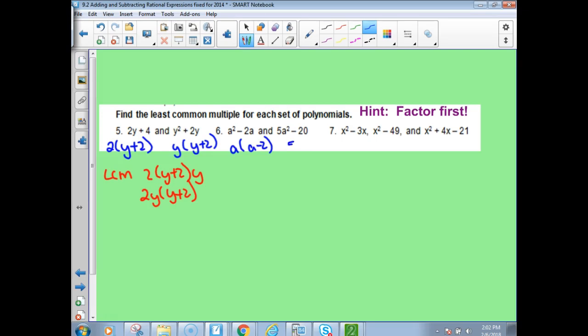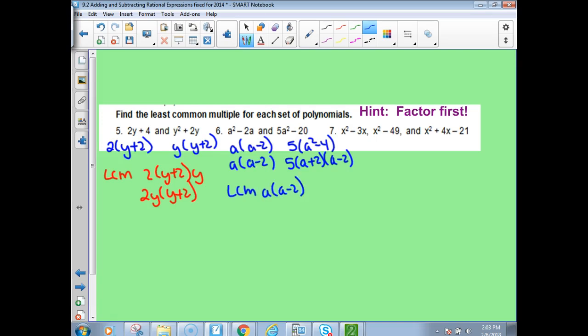The second one, or 6: factor out an a times a minus 2, and on the second one, factor out a 5, and you get 5 times a squared minus 4, which can be factored. So I have to take this a second step. I didn't really have to rewrite the first one, but I need to rewrite this one. A plus 2 times a minus 2 is the factored form of a squared minus 4, which is the difference of squares.